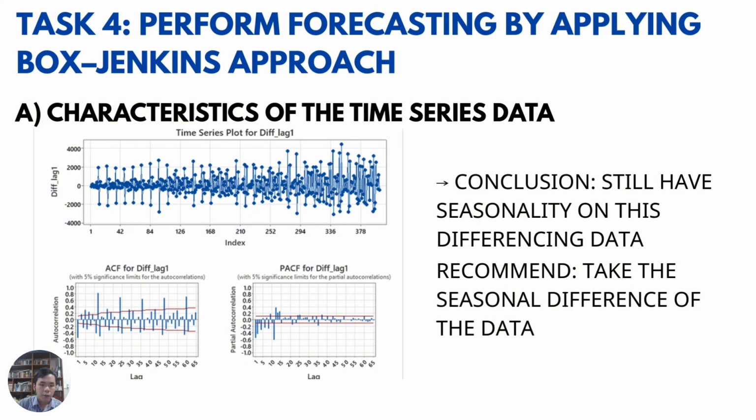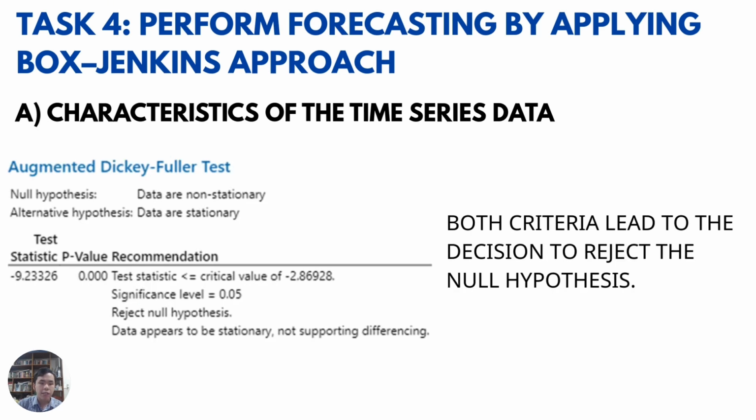So we are suggested to take another seasonal difference of the data, which means the lag is about 12, as this is annual data. To continue, after taking another differencing, we will do the same thing, taking the ADF test, and we can see that the test statistic and p-value help us reject the null hypothesis, and the data is stationary.